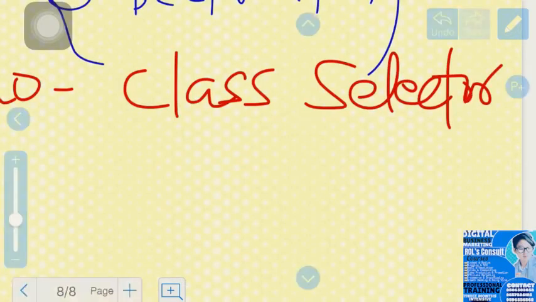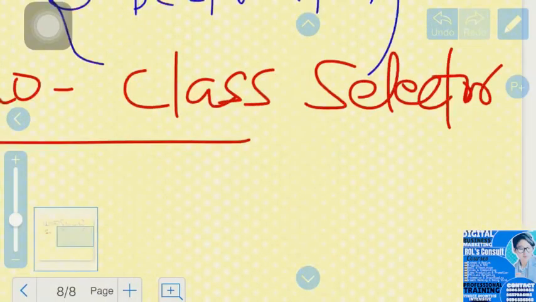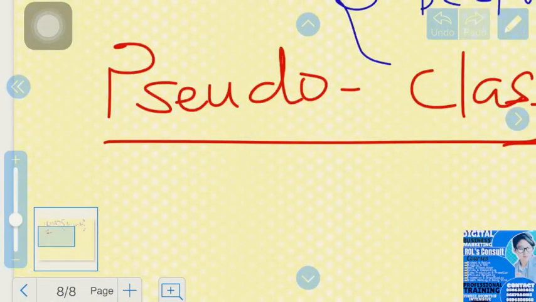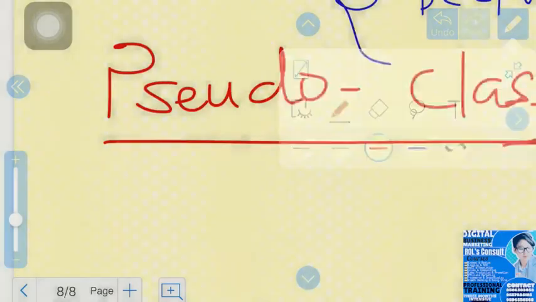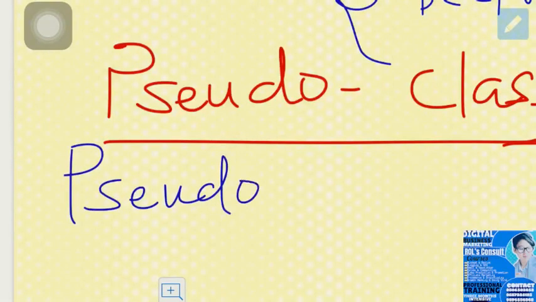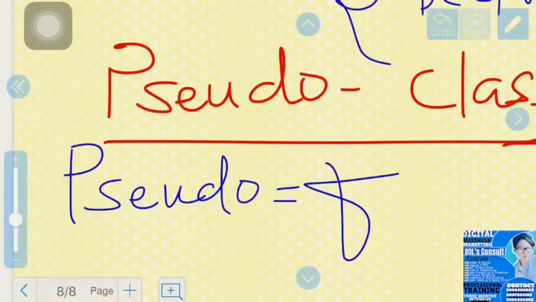Okay, pseudo class selector. What do we mean by pseudo class selector? Are my science students here? Do you remember the word pseudo? Let me come down, change the color. The word pseudo means false.